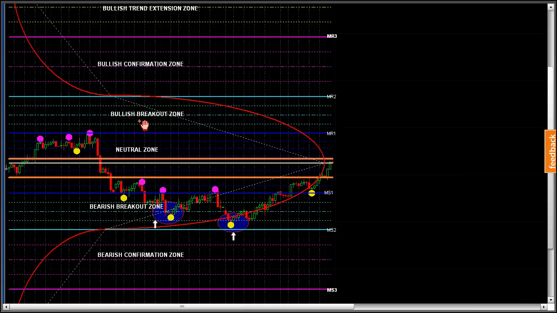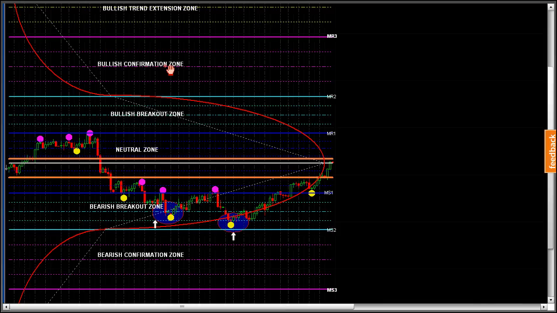We're trying to determine if the market is going to break out and continue to move in the upward direction. So we apply specific rules to that zone to determine that. Same thing in the opposite direction. MS1 to MS2 is the bearish breakout zone. So we look for a candle body close below the midpoint between MS1 and MS2 to determine if the market's going to break out. MR2 to MR3 is the bullish confirmation zone.